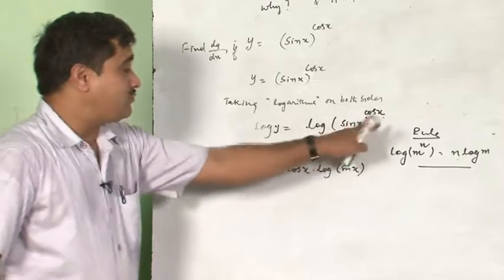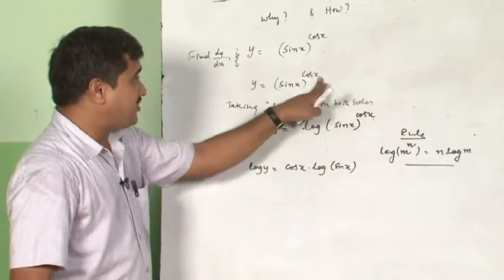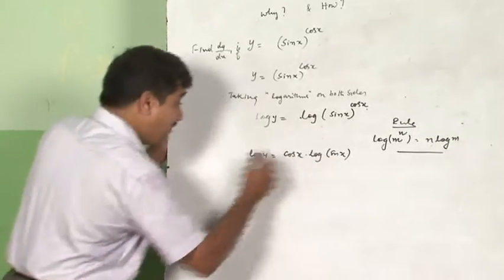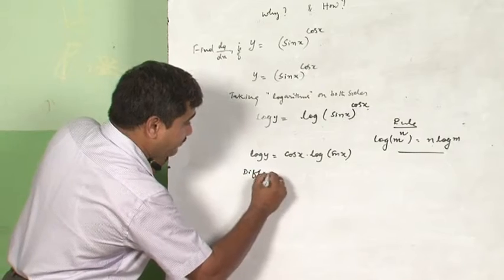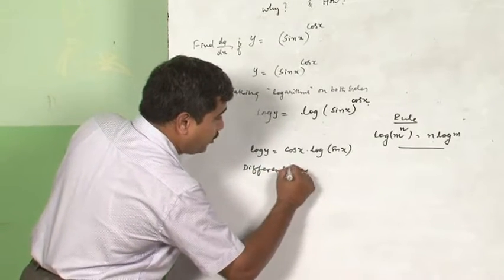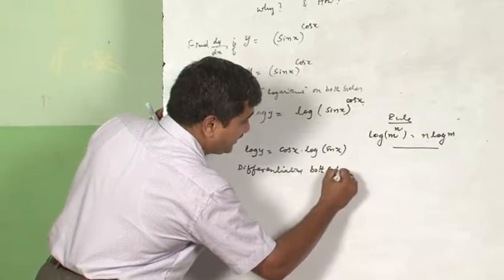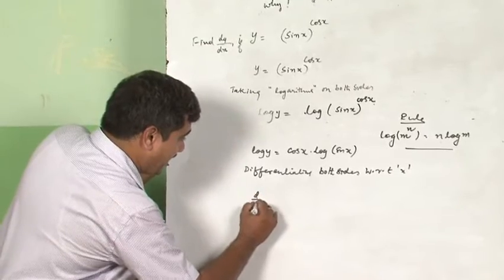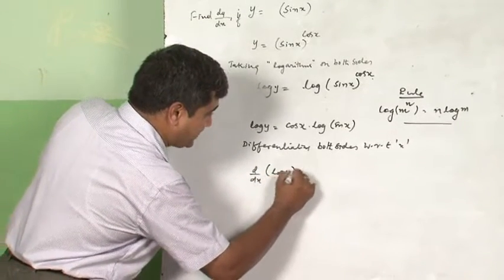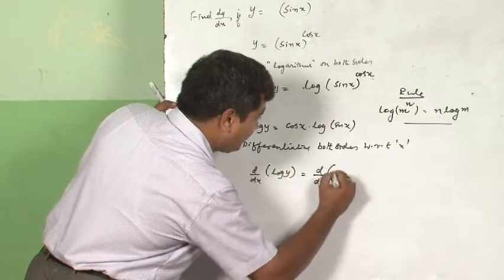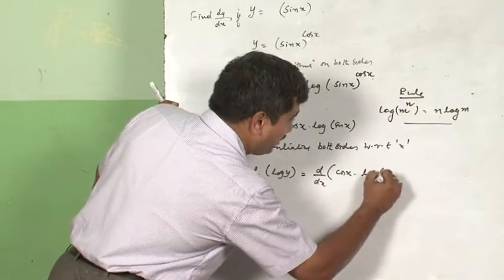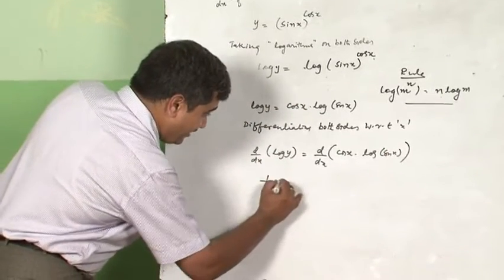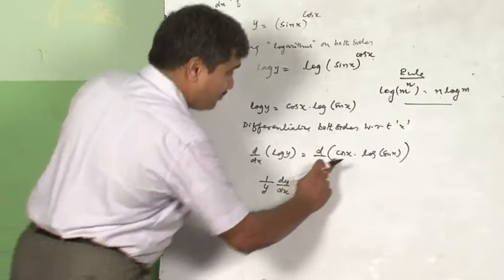Now, the function which we were not able to evaluate or differentiate has been made into a form which is possible to differentiate. So now I will differentiate both sides with respect to x. What happens now? d by dx of log y is equal to d by dx of cos x into log sin x.